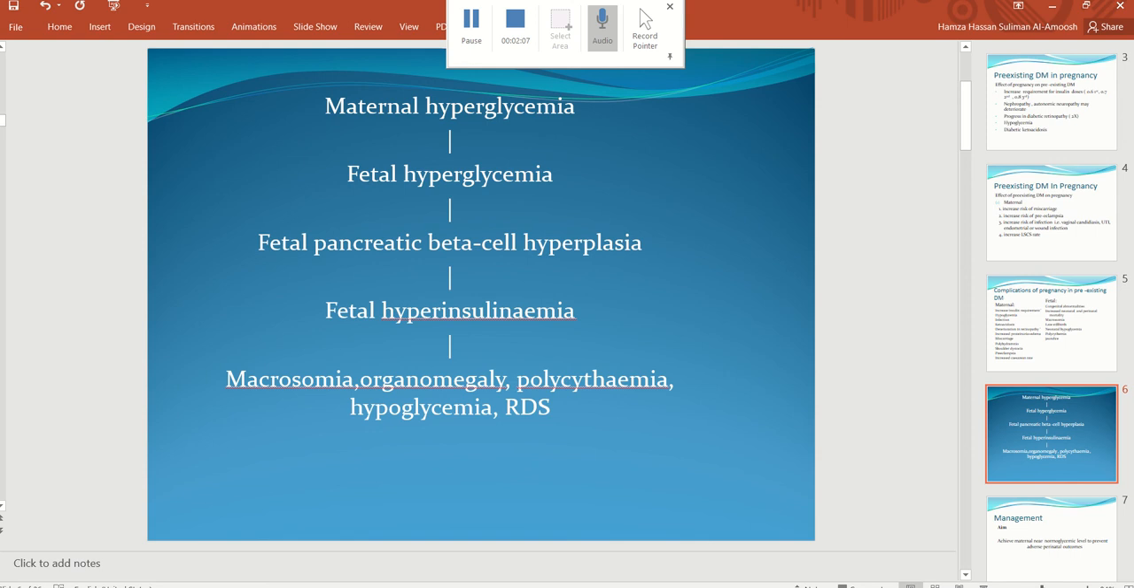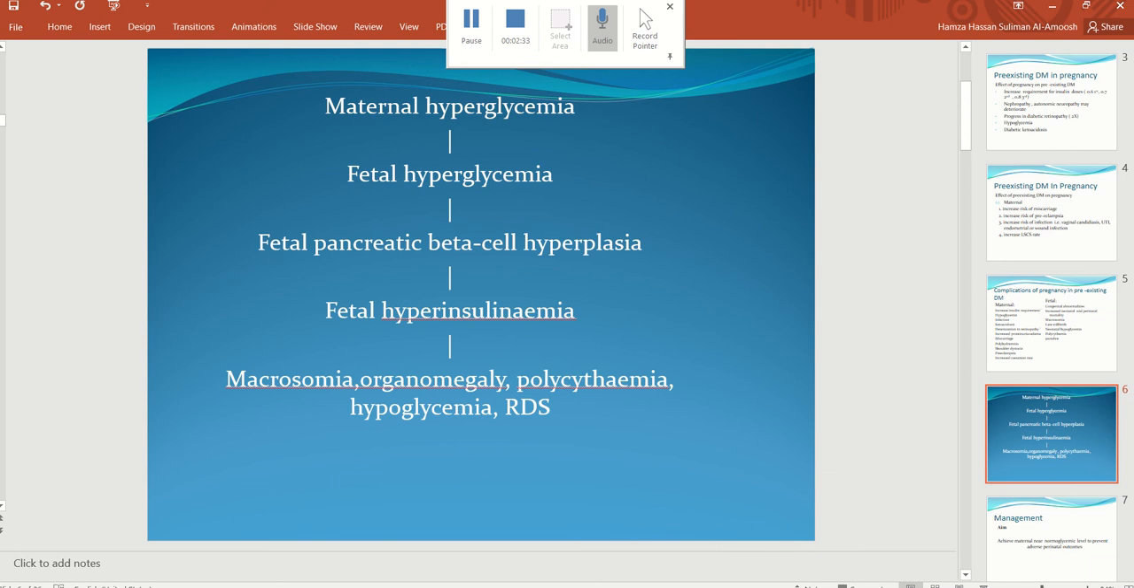Now, if there is maternal hyperglycemia, then obviously there will be a fetal hyperglycemia because the fetus is getting his nutrition from the mother. So whatever comes with the blood of the mother, the fetus will have it. If the mother has hyperglycemia, then the fetus will have hyperglycemia.